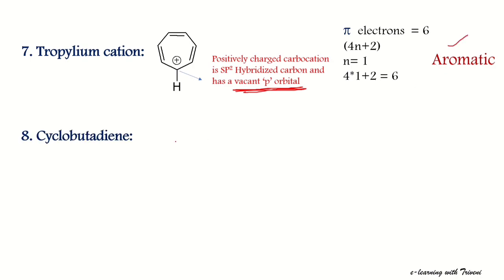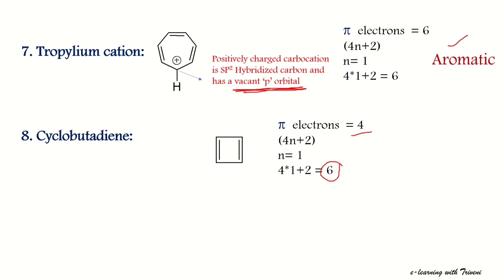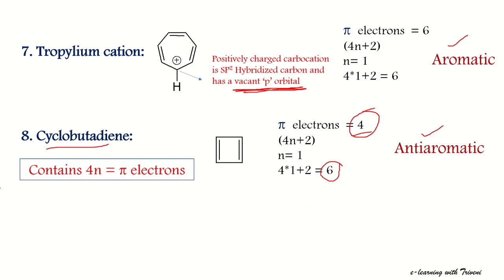Next example, cyclobutadiene. When you see the structure of cyclobutadiene, it has 2 pi bonds, that means 4 pi electrons. When you apply the 4n plus 2 rule, the value is 6, but the pi electrons are 4, so it is not obeying Huckel's rule. That is the reason cyclobutadiene comes under the category of anti-aromatic. It contains 4n equal to pi electrons.